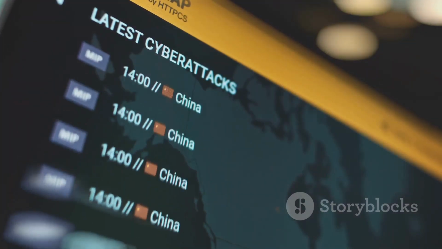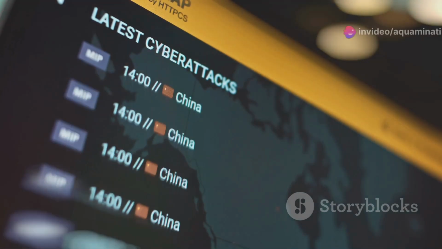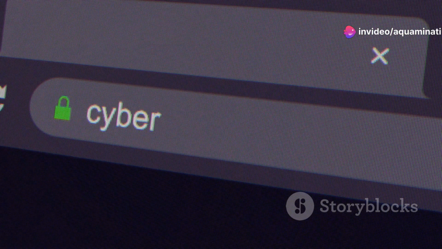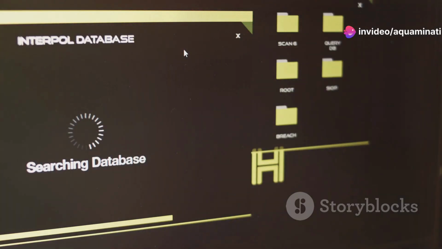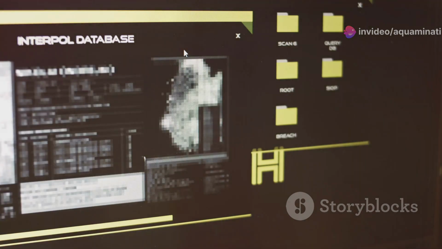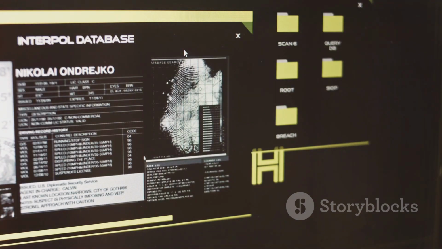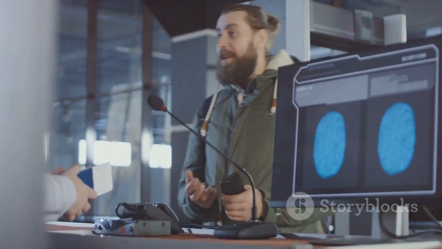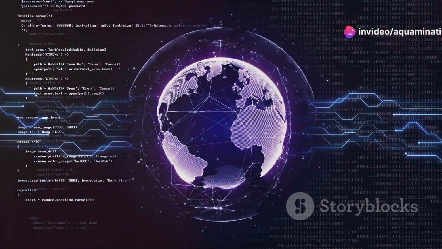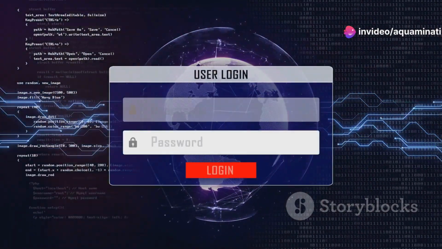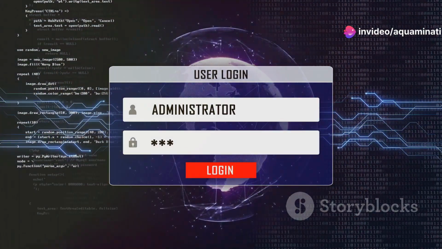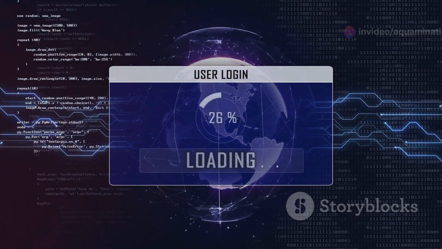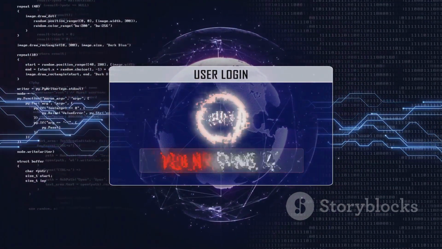CVE stands for Common Vulnerabilities and Exposures. It's a dictionary of publicly disclosed vulnerabilities, each with a unique identifier, or CVE ID. Think of it as a fingerprint for a specific vulnerability. For example, CVE-2017-0144 refers to the EternalBlue vulnerability exploited by the WannaCry ransomware.